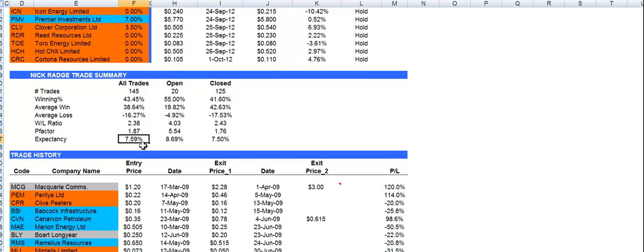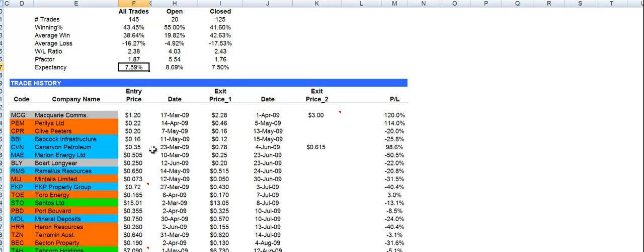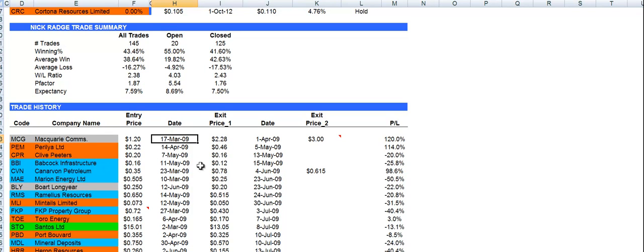and outperform the market. If we continue to scroll down, you can go back and have a look at all the trades placed since the 1st of January 2009. So you can see back here, Macquarie Communications, that's back on 17th of March 2009 when the system turned back on again. So that's the front page of the growth portfolio.